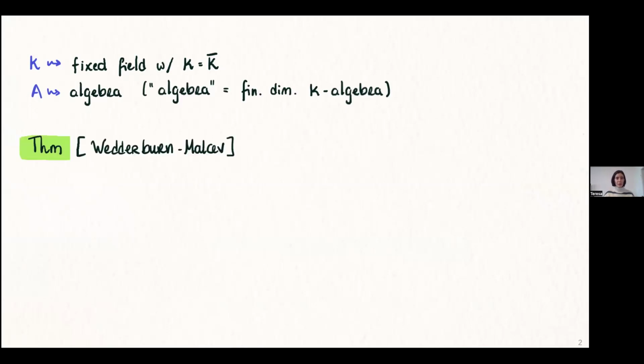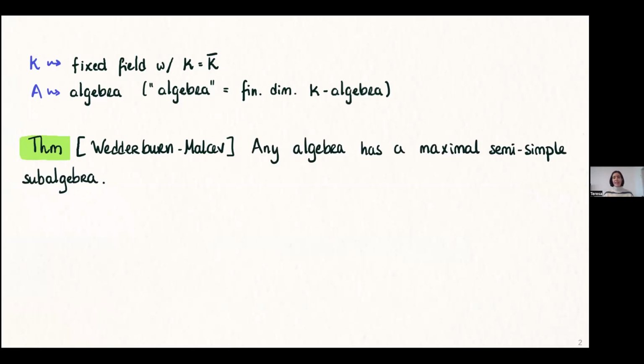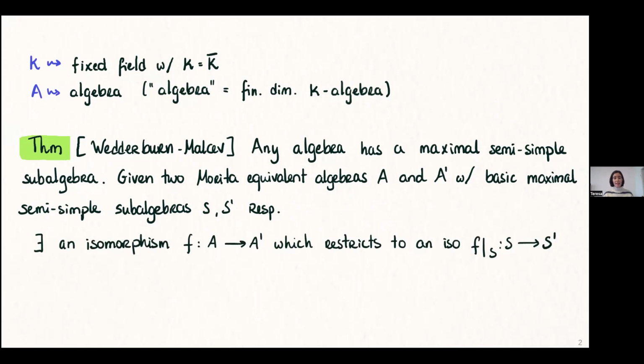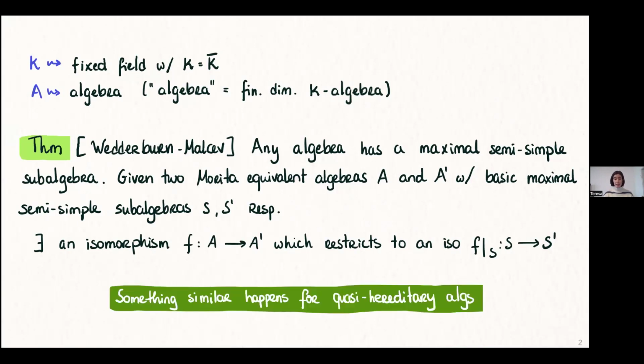Now, what does the Wedderburn-Malcev theorem say? It says that any algebra has a maximal semi-simple subalgebra. That's an existence statement. But it also says that given any two Morita equivalent algebras, let's say A and A prime, such that A and A prime both have a basic maximal semi-simple subalgebra, let's say S and S prime respectively, then in that case, A and A prime must be isomorphic, and there is indeed an isomorphism from A to A prime, which restricts to an isomorphism between the maximal semi-simple subalgebras S and S prime.